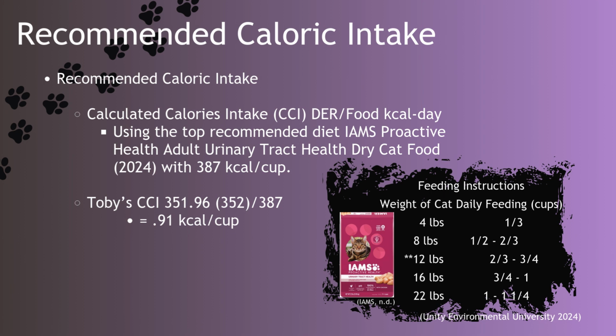Recommended caloric intake for Toby is calculated: calorie intake equals DER divided by the food's kcal, using the top recommended diet, ANIM's Proactive Health Adult Urinary Tract Health Dry Food, with 387 kcal per cup. Toby's intake, 351.96, which is 352, divided by 387, equals 0.91 cups each day.